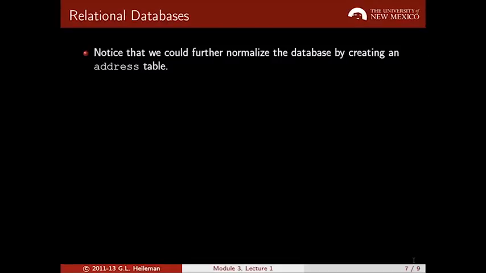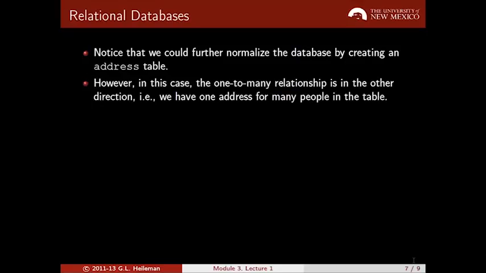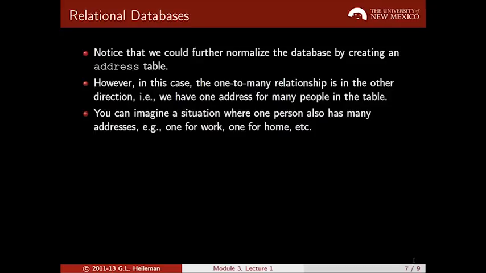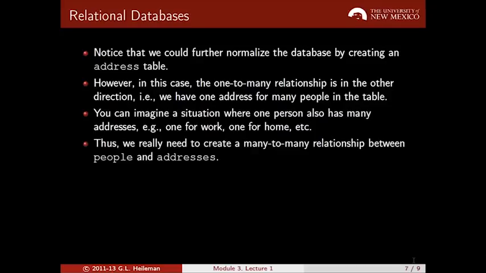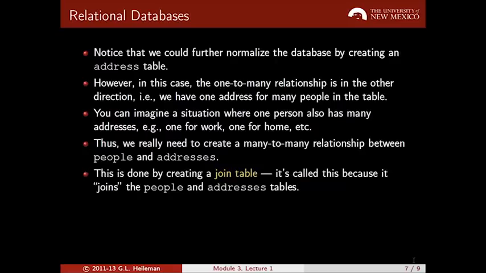Now let's think a bit more about this example that I just showed you. We could further normalize this database by splitting the address table out as well. In this case, however, it's not just a one-to-many relationship. There's a one-to-many relationship between people and addresses, but many people can live at a single address as well. So it's actually a many-to-many relationship. And so let's take a look at this. We need a relationship between people and addresses that's many-to-many in both directions. And the way that this is typically done is by creating something in the database called a join table. It joins people to addresses.